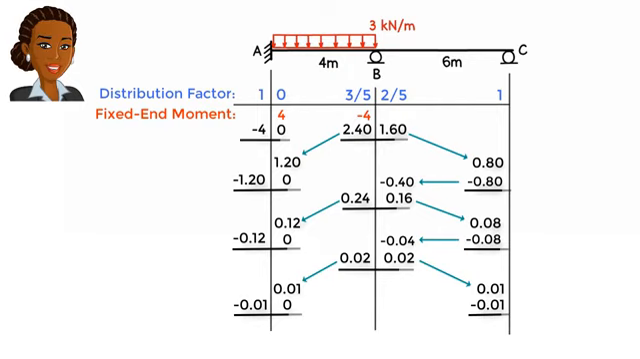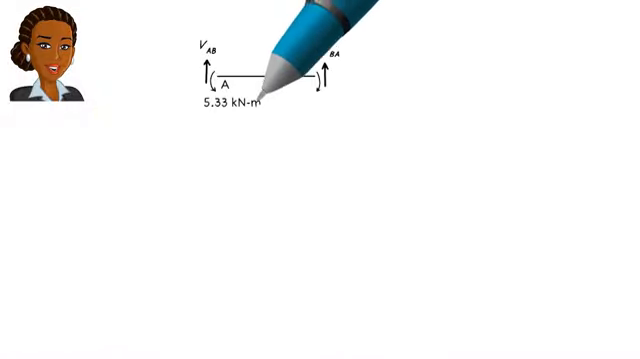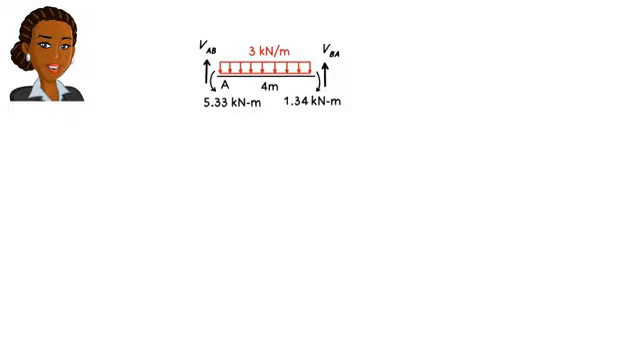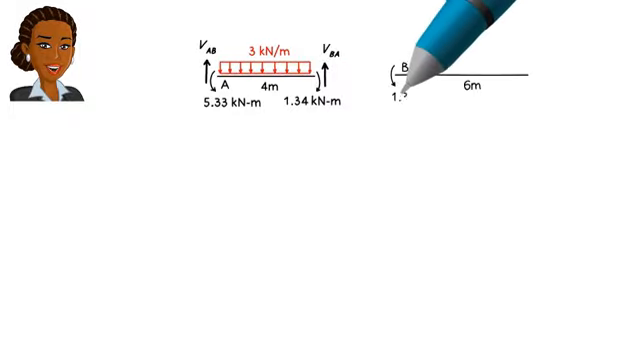We then add up the values in each column to determine the member end moments. Now it is time to calculate the member end shear forces by applying the equilibrium equations to each segment, like this.